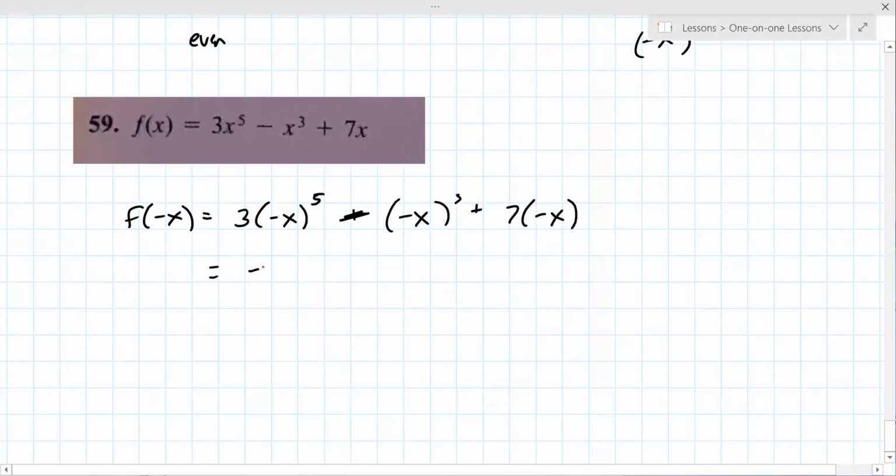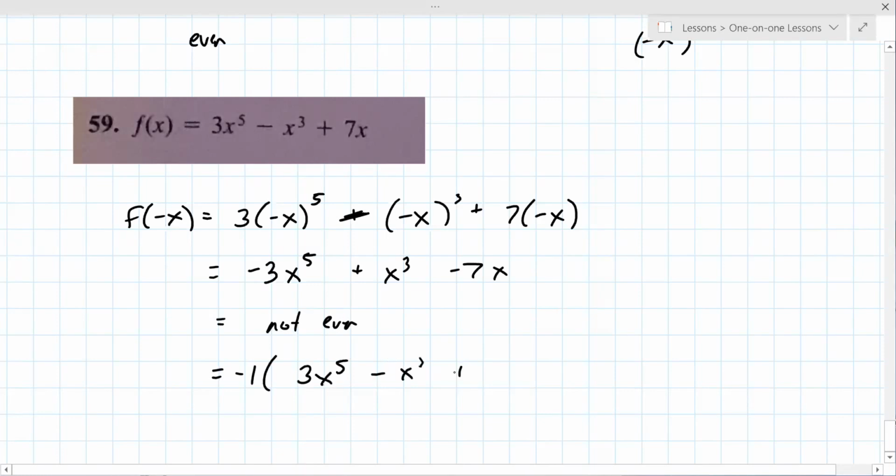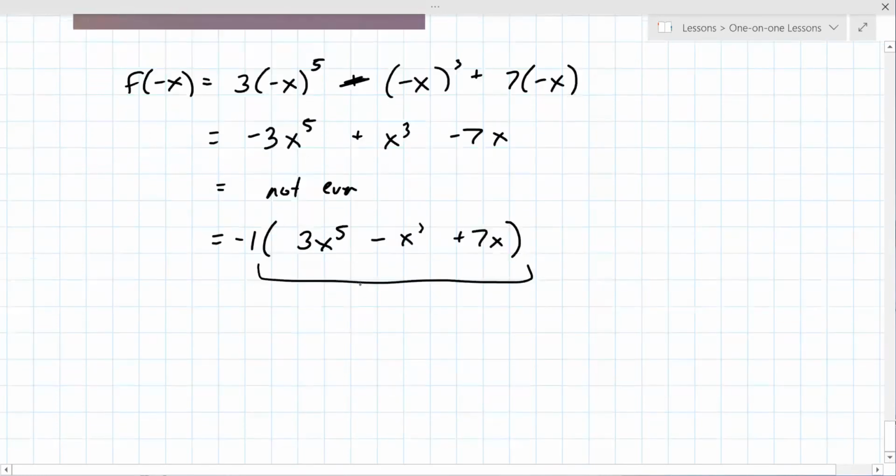If you likely said, okay, I got -3x to the 5th plus x cubed minus 7x, and you're like, this is not the original. So you factor out a negative, so it's not even. That's what you said. And then you factor in -1, 3x to the fifth minus x cubed plus 7x. Well, that is the original. And that's maybe where the confusion is. If this is the original, that negative out in front means it is odd. Oh, all right.